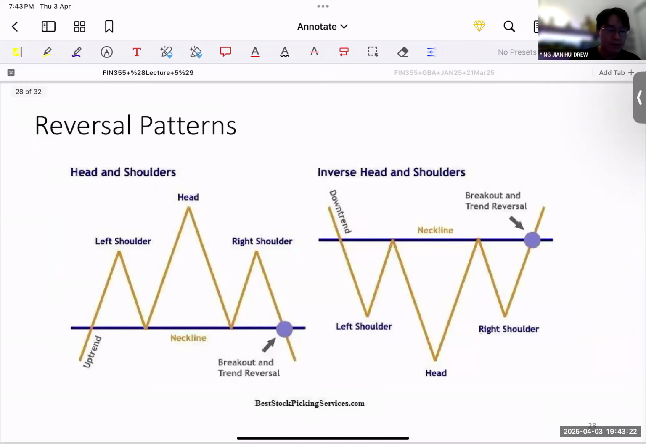This is one example of the reversal pattern. The left shoulder, right shoulder, and there is an inverse head and shoulder as well, where it is the inverse trend heading downwards.